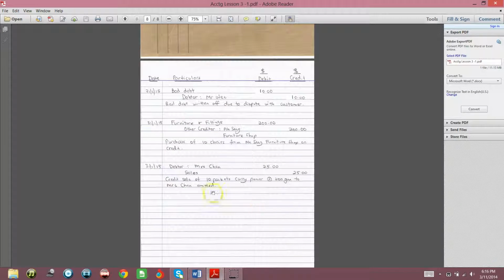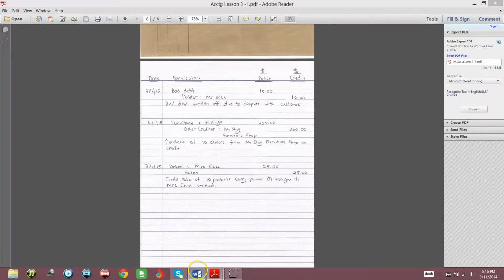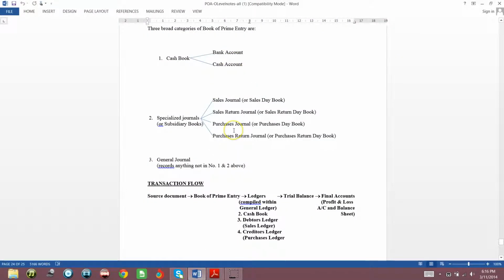Another example that I would record in general journal would be correction of error. This is something that I've omitted from the books, and I only realized that this was omitted at the month end. So I record it in my general journal. Correction of error is not in category 1, not in category 2, so you will record it in general journal.